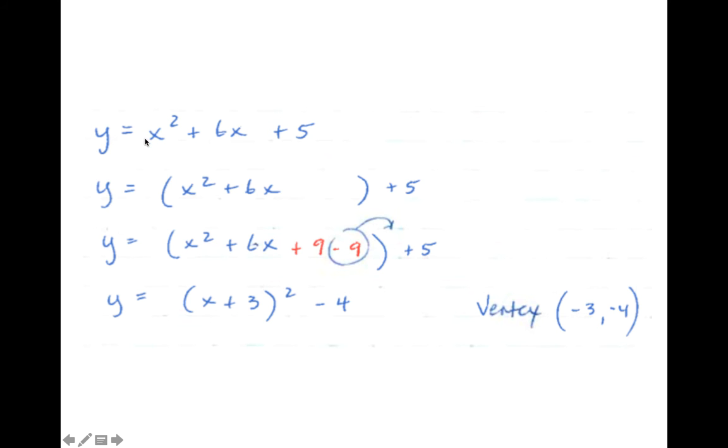One thing I didn't mention again was the a was just a 1, so we didn't really have to worry about anything. So when we throw this out, we're only going to multiply it by the 1 that's sitting there. And so when we put those numbers together, I get minus 4. And this guy came from x plus 3 all squared. So my vertex is minus 3, minus 4.